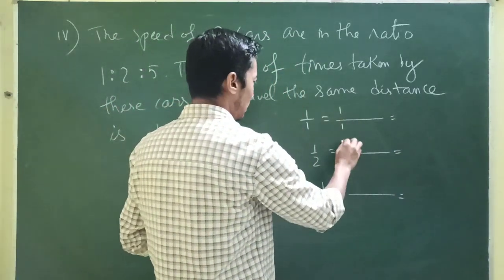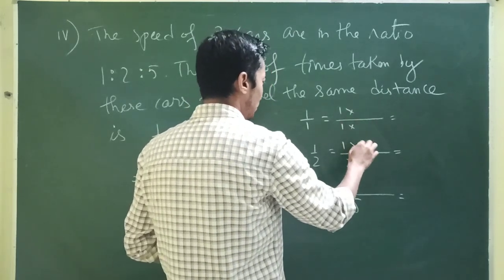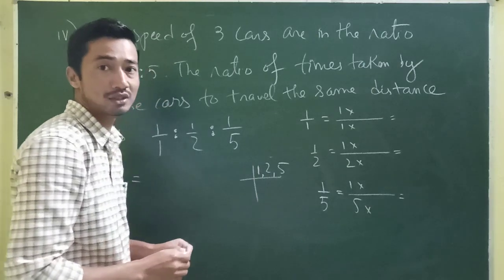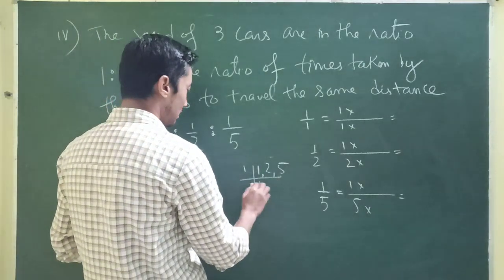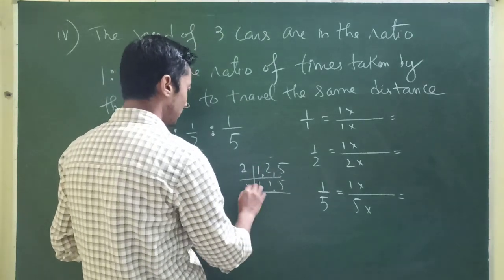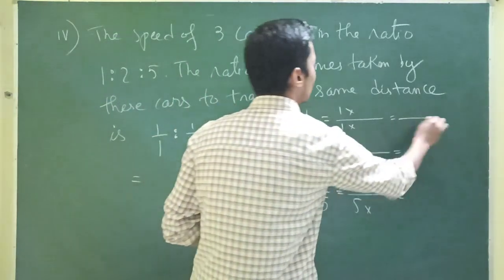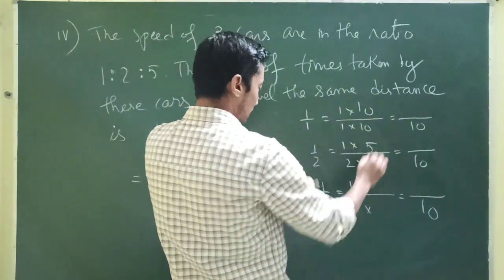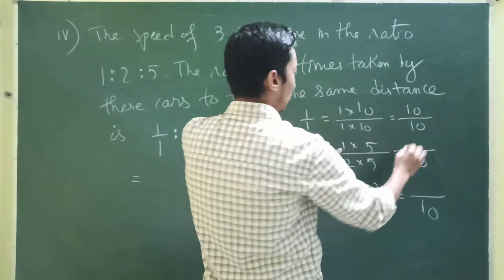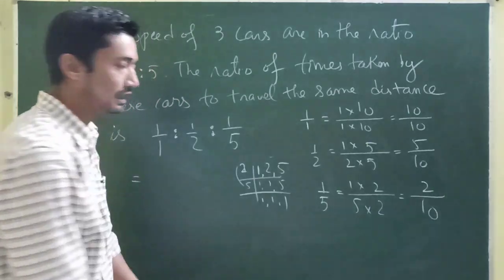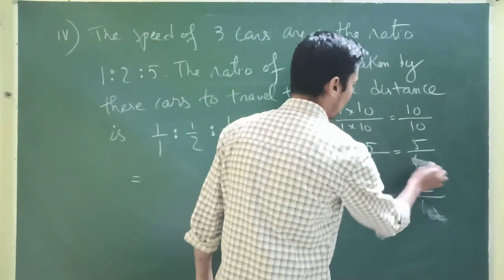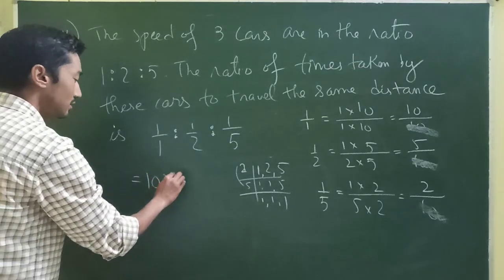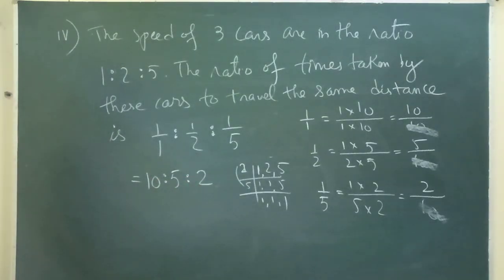So we just write 1 by 1, 1 by 2, 1 by 5, and we will do the LCM method. What is the LCM between their denominators 1, 2 and 5? The LCM is 10. So 1 10s are 10, 2 5s are 10, 5 2s are 10. So that will be 1 into 10 is 10, 1 into 5 is 5, 1 into 2 is 2. We just ignore the common LCM 10, and in that case this ratio can also be written as 10 is to 5 is to 2.